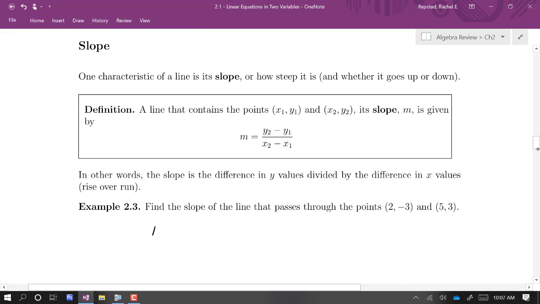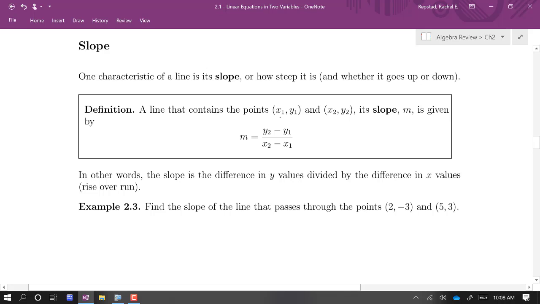One characteristic of a line is its slope and how steep it is. Basically that's what the slope gives us, it tells us how steep the line is, whether it goes upward or downward as the line moves from left to right.